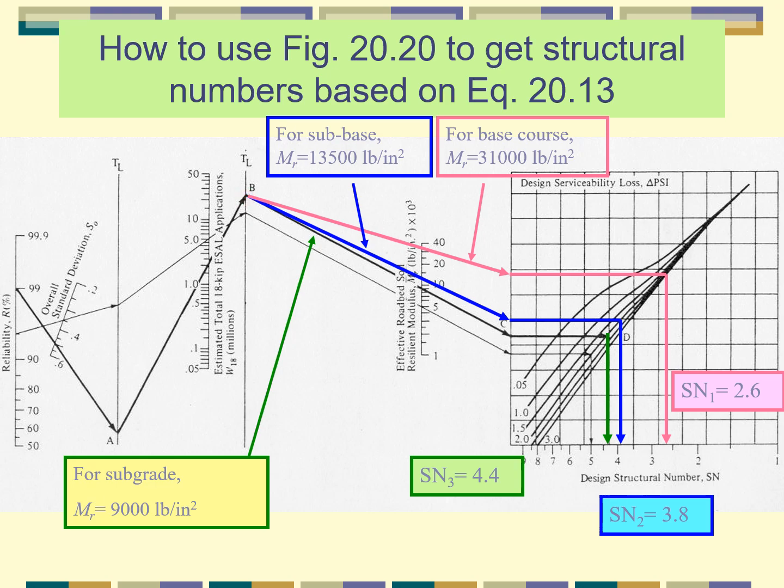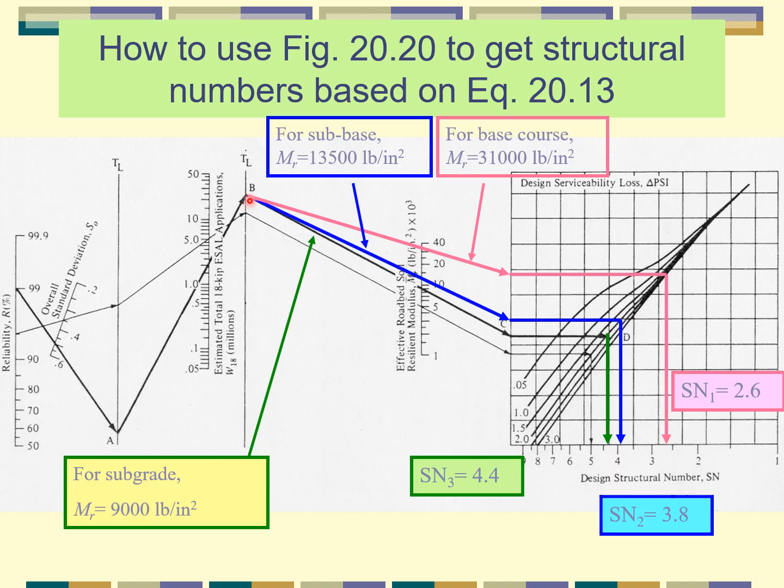Now from this point onward you can see there are three different lines: pink color line, blue color line, and there is a black color line. Well, we need to get the three structural numbers SN1, SN2 and SN3. Well, you know that SN3 is the structural number of the total entire pavement. Okay, we were at point B.